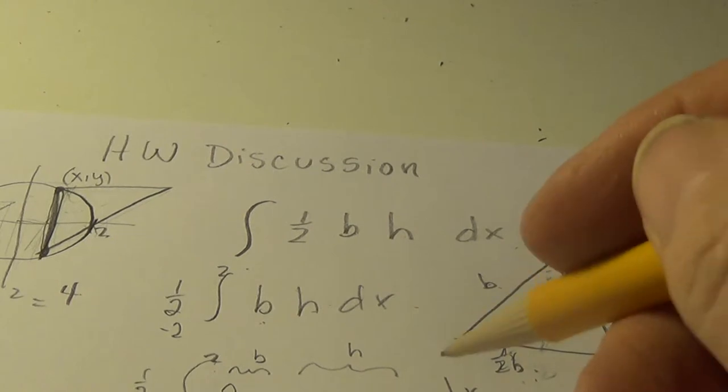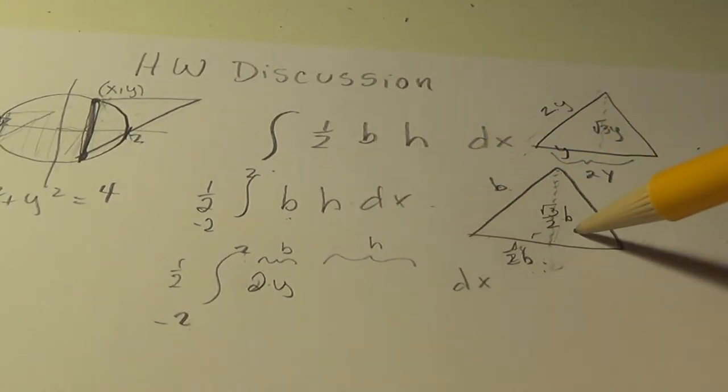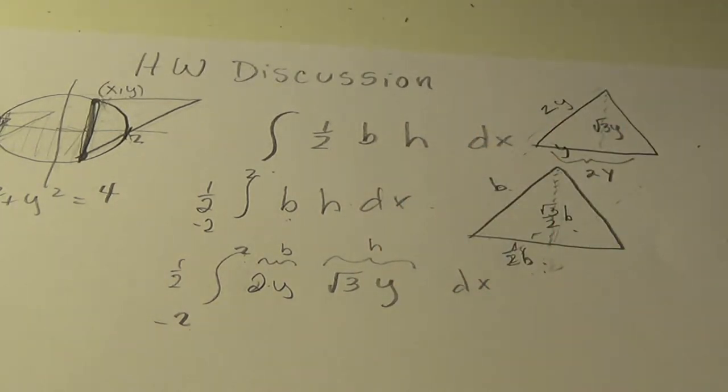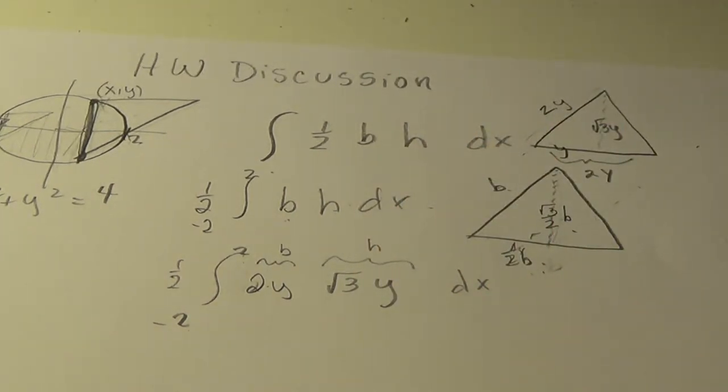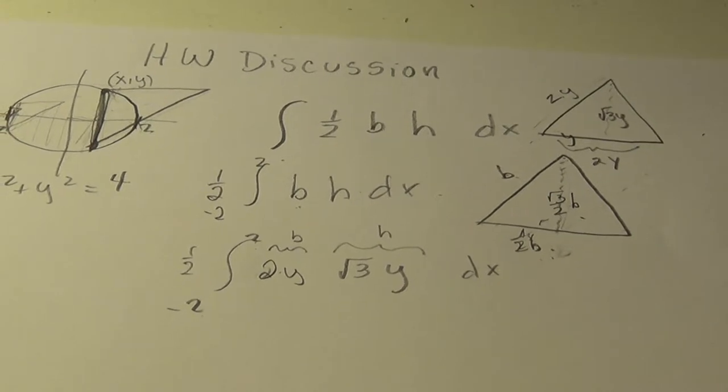So I think when I set this up yesterday for you, when I got to the height, I said square root of 3 over 2 times y. But it should have been just square root of 3. So if you did it with the square root of 3 over 2, all you have to do is take your answer and multiply it by 2, and you should get my answer. All right, so sorry about that.